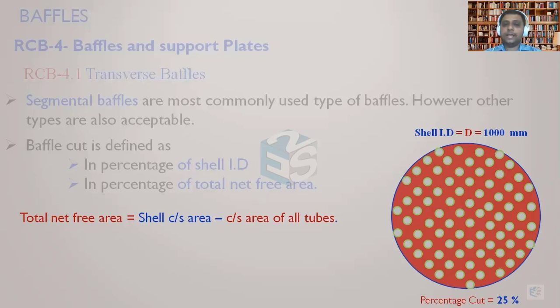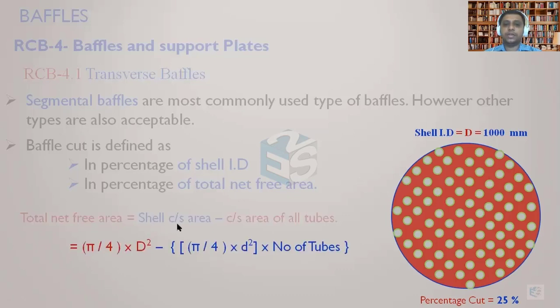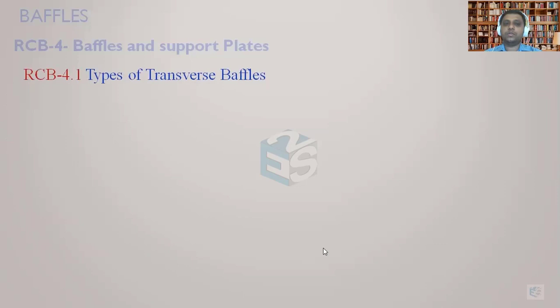Most of the time, 95% of the time, you can see that it is very simple to get in terms of shell ID. That's the reason why the percentage cut is always represented in terms of shell ID. It is rarely specified in total net free area. So what is the cross sectional area of the total shell? Pi by 4 into D square, where D is nothing but the shell ID, minus pi by 4 into OD square, where OD is the outside diameter of the tube, into number of tubes. So this is how we are going to calculate the area of the tubes.